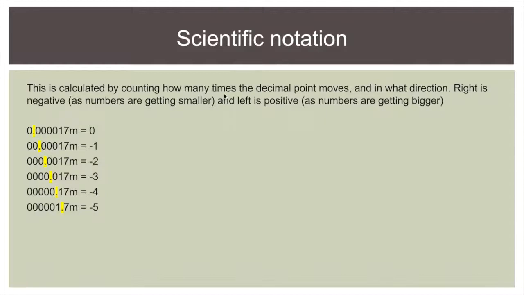And this is calculated by calculating how many times the decimal point moves and in what direction. Right is negative as numbers are getting smaller, and left is positive as numbers are getting bigger. So if I've got 0.000017 meters, and if I move it 1, 2, 3, 4, 5 to the right, I get 1.7, which is what I had before, and therefore I've got minus 5.